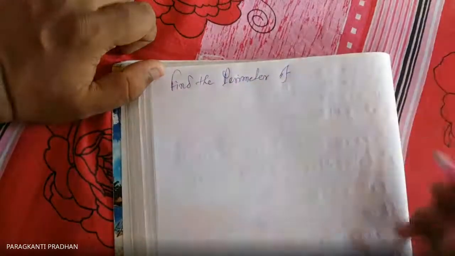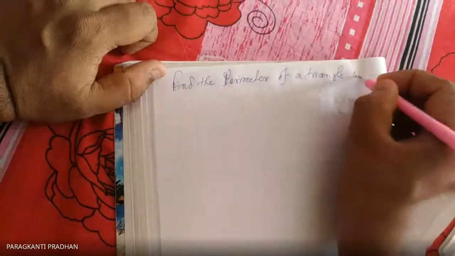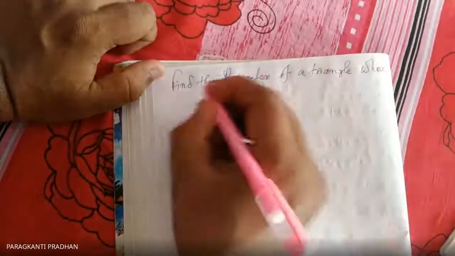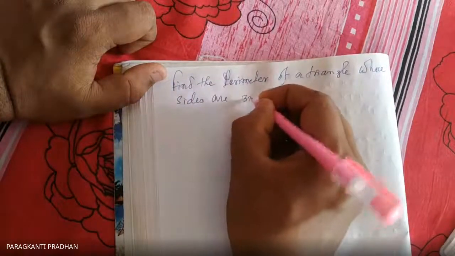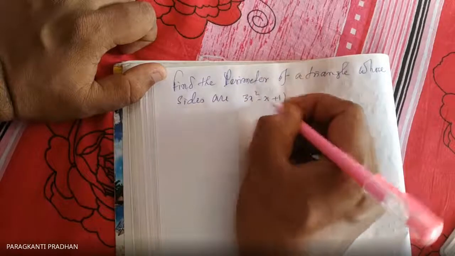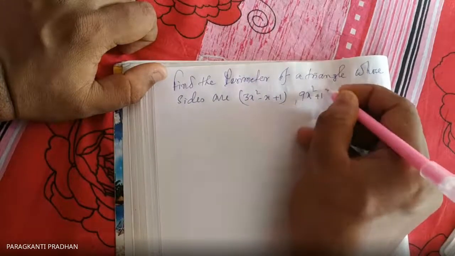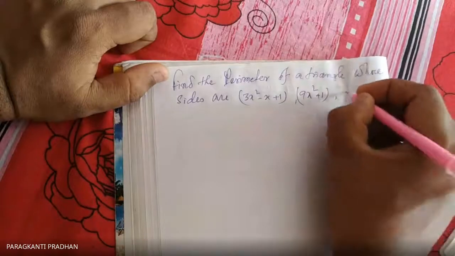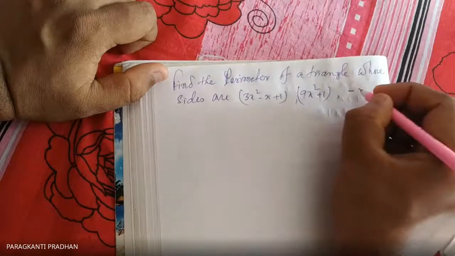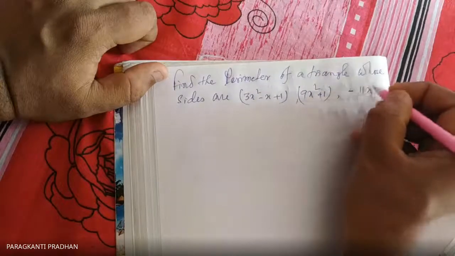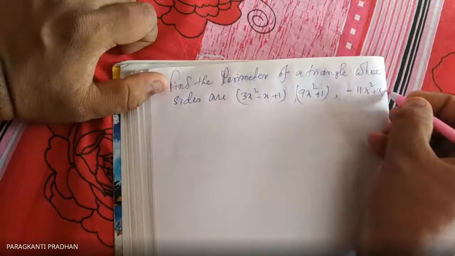of a triangle whose sides are 3x square minus x plus 1, 9x square plus 1, minus 11x square plus x minus 2.